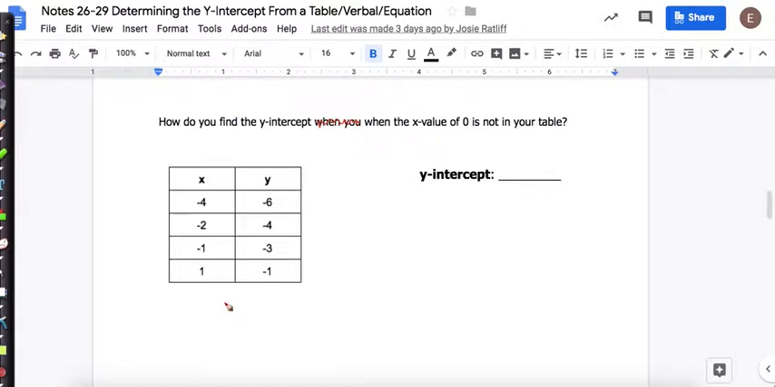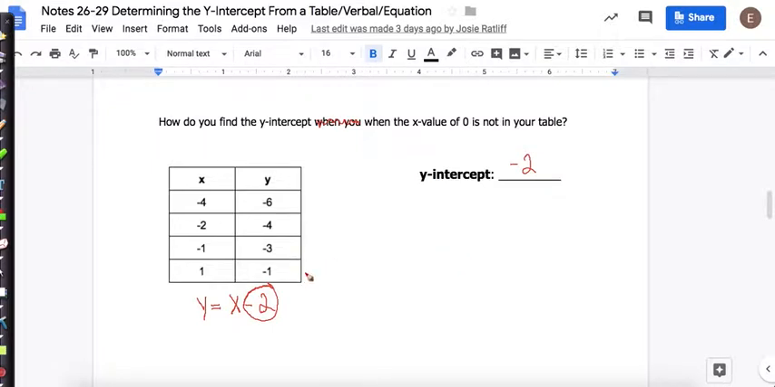I can write the rule. And the rule or the equation comes from, how do you get from -4 to -6? How do you get from -2 to -4? -1 to -3, and 1 to -1. Do you notice how much they're going down by? Hopefully you notice that each one went down by 2. So the equation would be y equals x minus 2. And since the equation is subtract 2, look at the ending, and the ending will tell us that the y-intercept is -2.